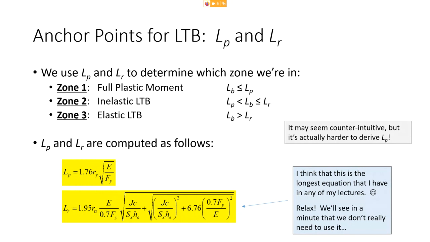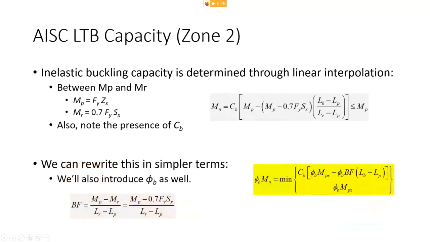It might seem counterintuitive, but it's actually a whole lot harder to figure out what LP is than LR from a research setting. LR may look nasty, but it's really just algebra. You set your reduced yield moment equal to the buckling moment and solve for the length. So it's just a bunch of algebra to get LR. LP requires a lot of experiments, a lot of testing, and a lot of research to figure out where to cut that off. That's just food for thought for later, but it's actually harder to derive LP than LR. LR you can do with algebra in about 15, 20 minutes. LP takes a long time.